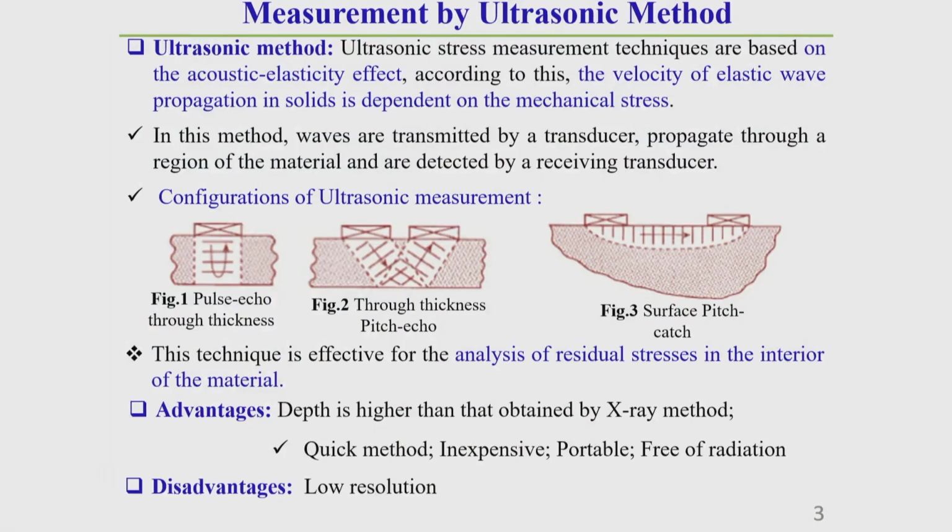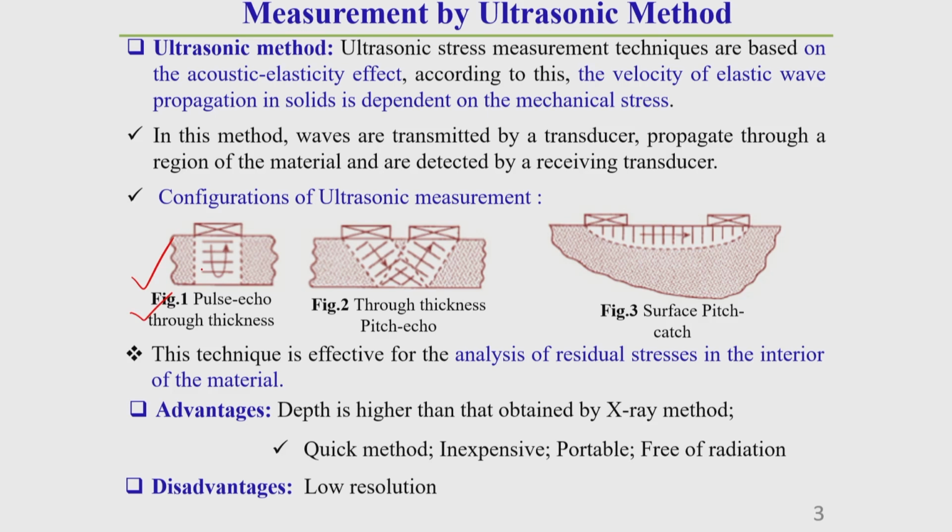So, in this method, waves are transmitted by a transducer, propagate through a region of material, and are detected by a receiving transducer. Here I am just showing how it actually happens. There can be different types of configuration of the ultrasonic measurement technique. Here I have shown, for example, through-thickness measurement by pulse echo.